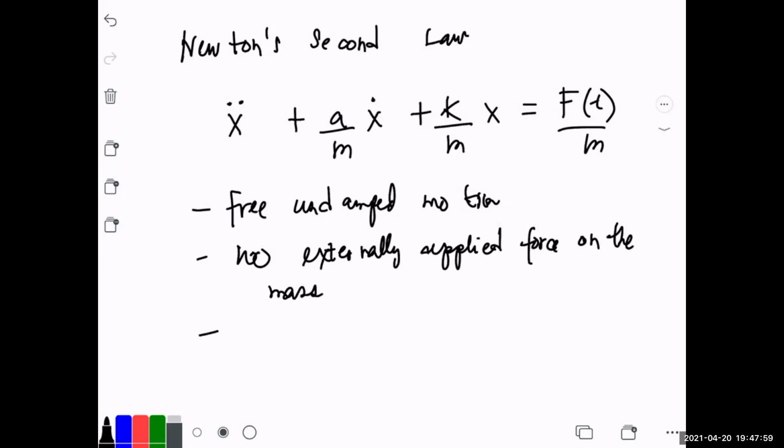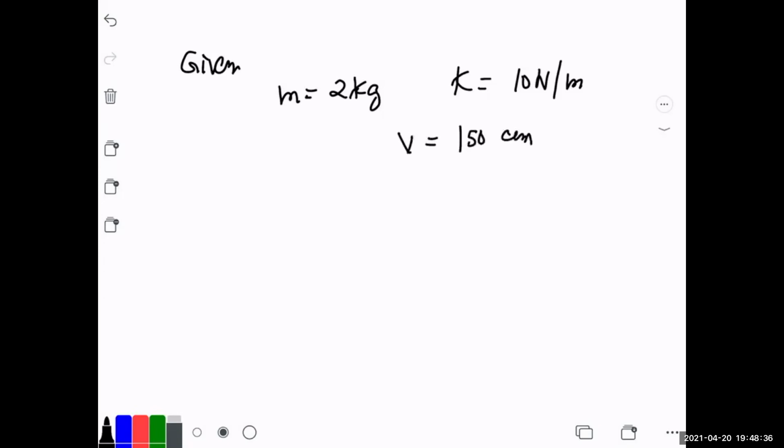What else? No resistance from the surrounding medium. Okay, and what is given? Of course, our mass of 2 kilograms, and then our spring constant of 10 newtons per meter. And then we have this velocity of 150 centimeters per second.